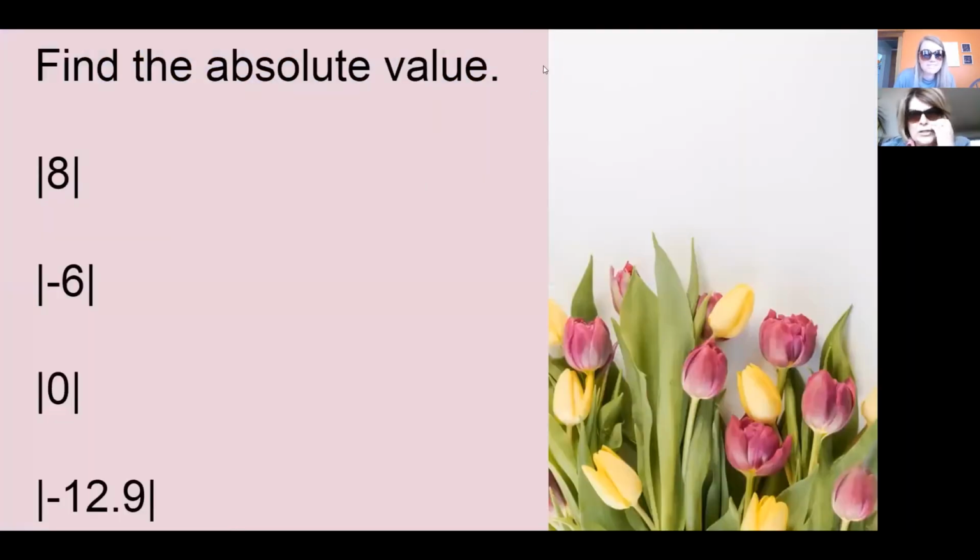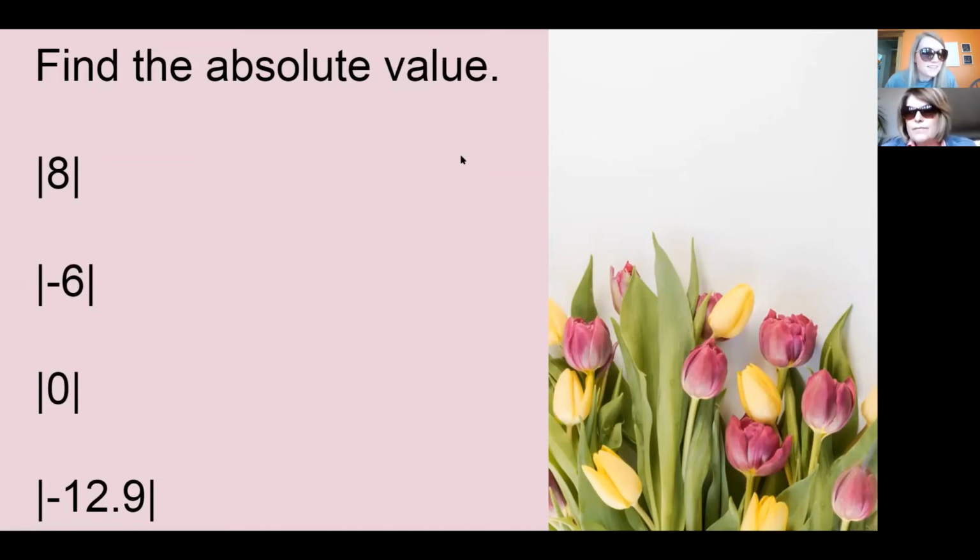All right, so let's try some practice. First problem says, find the absolute value, and you can see the 8 with the 2 bars. So I don't have to write the words. I could just write this 8 with the 2 bars. Oh, Mrs. K wants me to find the absolute value of 8. Mrs. Zimmerman, what's the absolute value of 8? Let's see.